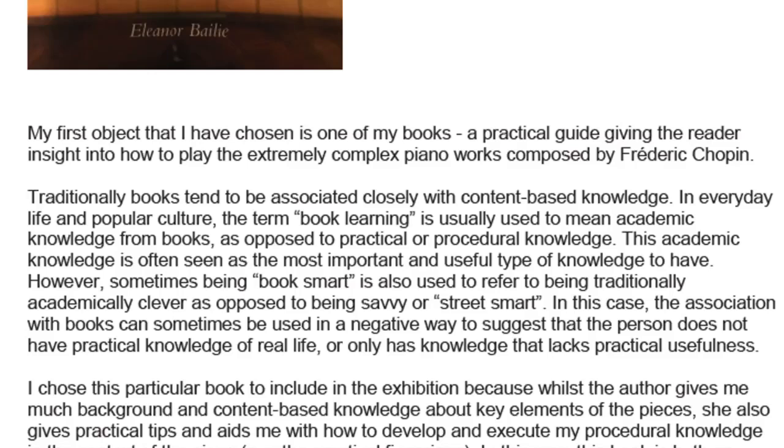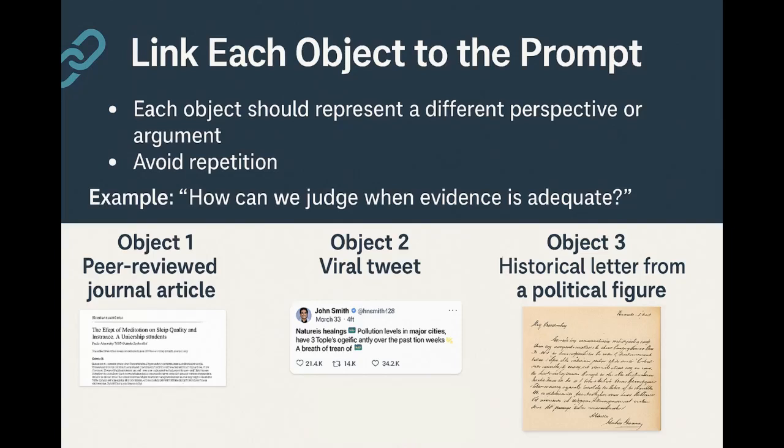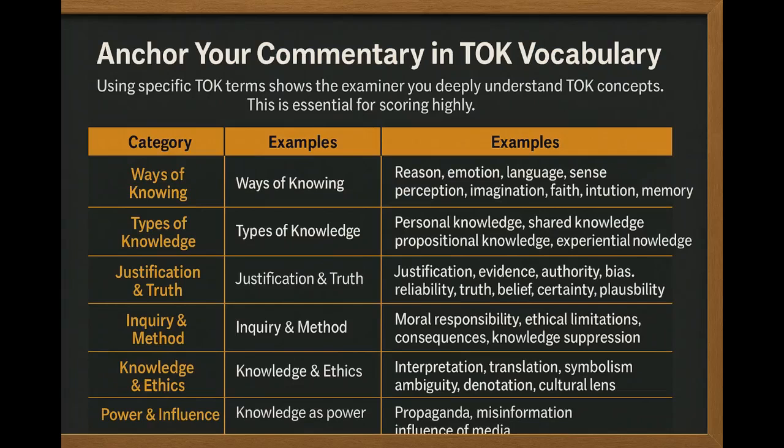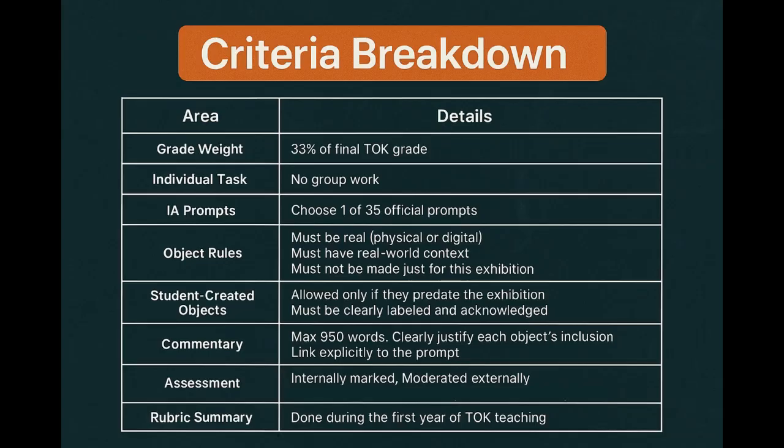It has to include a clear justification for why you picked each object, and an explanation of how each object connects to your chosen IA prompt. You'll also need to show some analytical engagement with relevant TOK concepts, themes, and vocabulary. Don't forget, a bibliography must go along with your commentary, especially if you're referencing sources or publicly available objects. Oh, and by the way, you can't collaborate with others on this task. Every student's objects and commentary must be original and unique.